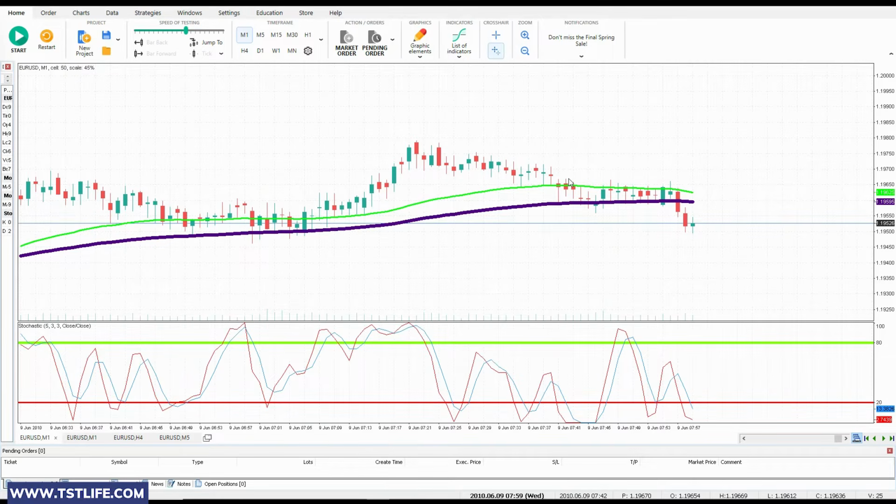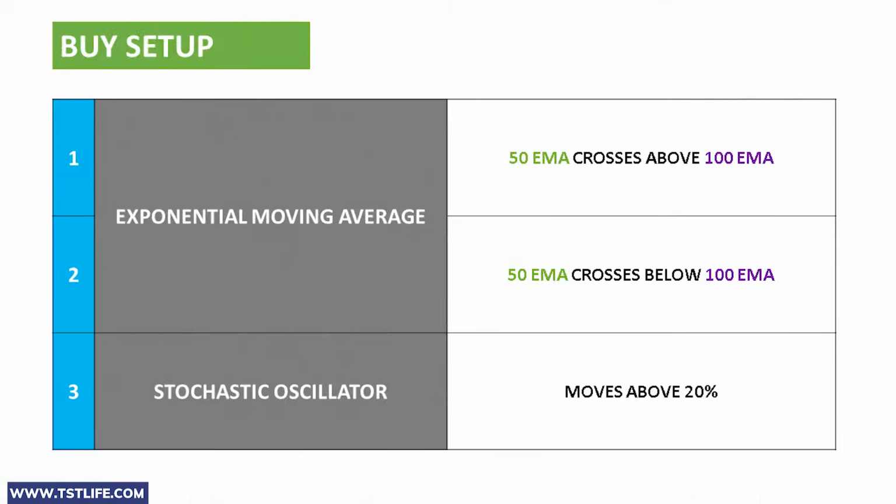So quickly, when should I buy or sell according to this trading strategy? Let's begin with the buy setup. Well, we just need to wait for the 50 EMA to cross above the 100 EMA. Then we're going to wait for a pullback, which is only confirmed once the 50 EMA crosses below the 100 EMA line. Once the two conditions are met, we'll go long as soon as the stochastic oscillator reading goes above 20%.